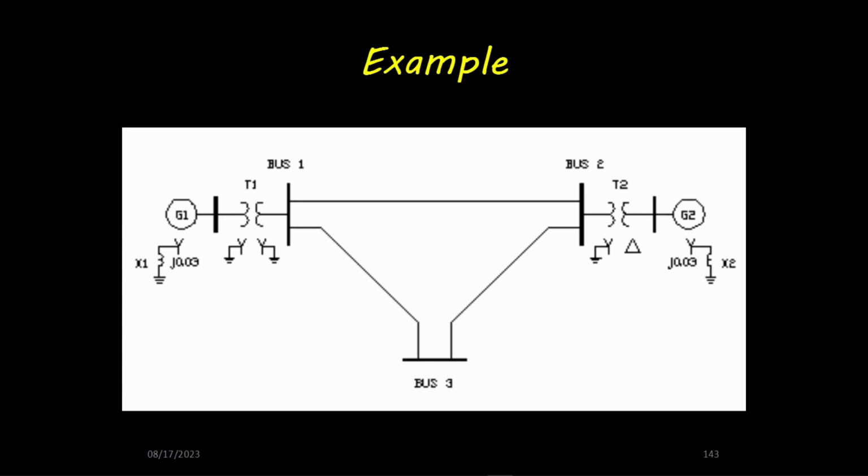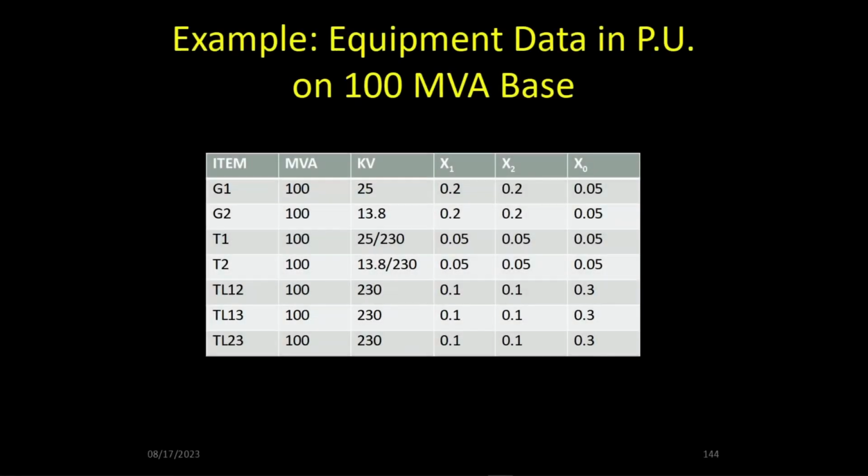Next we will solve a transmission network example. Given the network, we will calculate the fault currents for the different types of faults at bus 3. The table gives the per unit positive, negative and zero sequence reactances for the equipment in the transmission system.